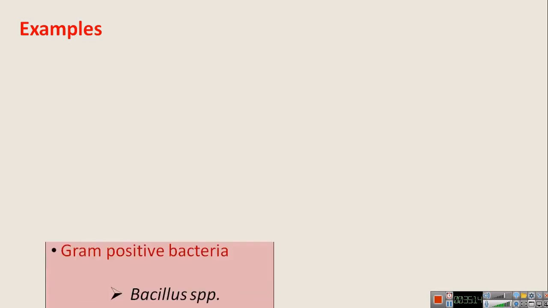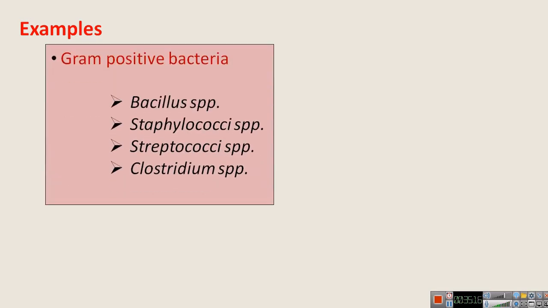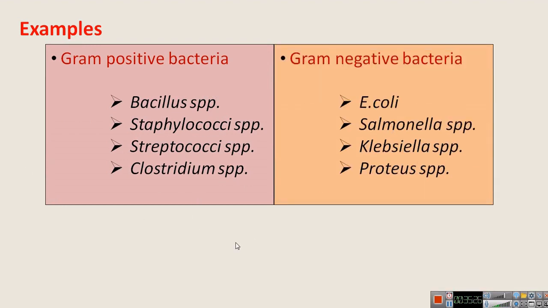Now you see what are the examples of gram-positive bacteria and gram-negative bacteria. The most common examples of gram-positive bacteria are species of Bacillus, Staphylococcus, Streptococcus, and Clostridium. And these are the examples of gram-negative bacteria: E. coli, Salmonella species, Klebsiella species, Proteus species are the most common examples.